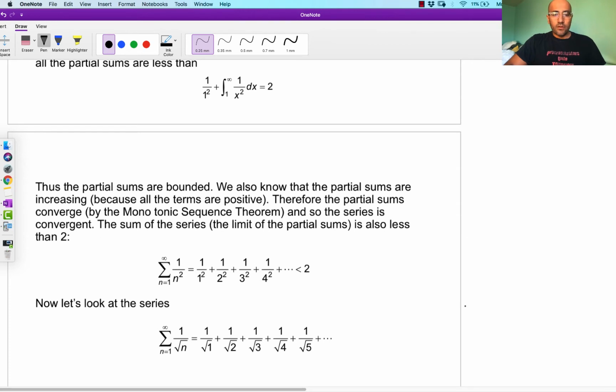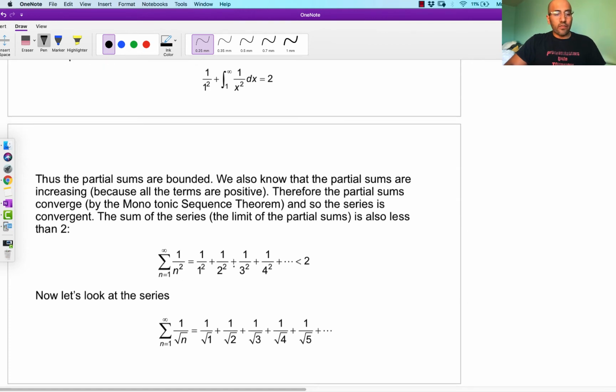Good. Okay, let's look at another one that's very similar looking. This one right here. We have the sum, as n goes from 1 to infinity, of 1 over the square root of n. So here's the first few of them. Square root of 1, square root of 2, square root of 3, 4, 5, so on and so forth.